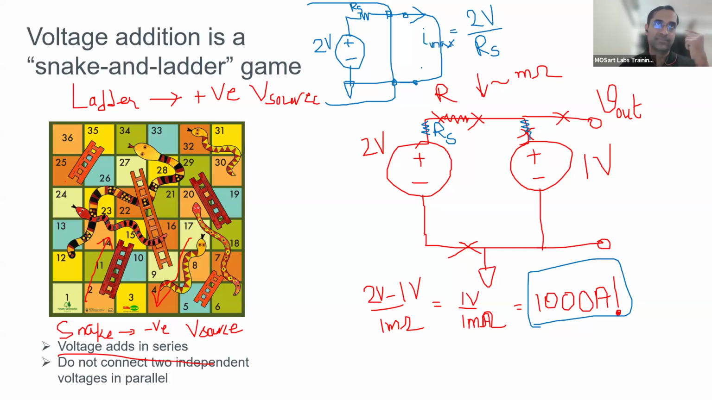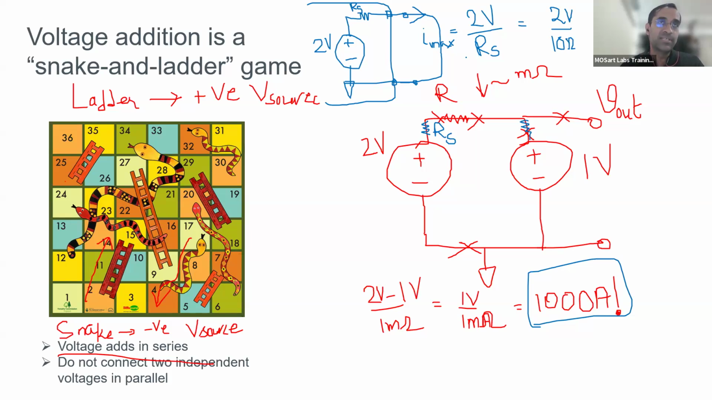Is this clear to everyone? What the internal impedance of a voltage source tells you is the maximum amount of current that it can deliver at any point of time. Whatever the circuit, the maximum it can do is 2-volt by RS only. If you pick RS as, let's say, 10 ohms, 2-volt by 10 ohms is simply 200 milliampere. Under any circumstances, your current cannot exceed 200 milliampere.